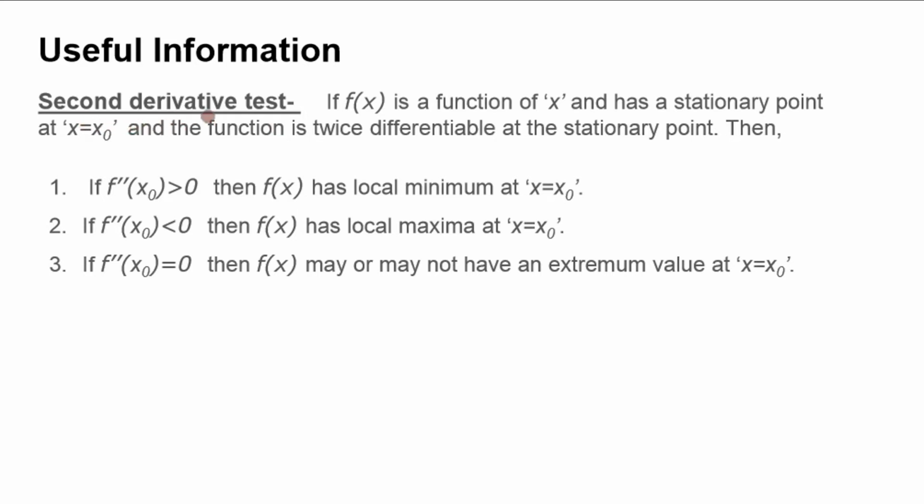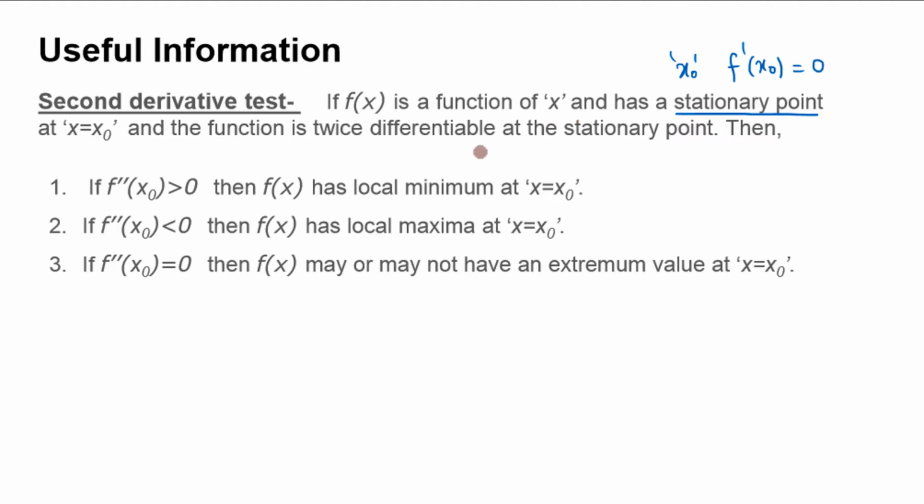Second derivative test holds when the function f(x) has a stationary point at x equals x0 and the function is twice differentiable at the stationary point. By stationary point we mean a point, let's say x0, at which the first derivative of the function, which is f'(x0), evaluates to 0.